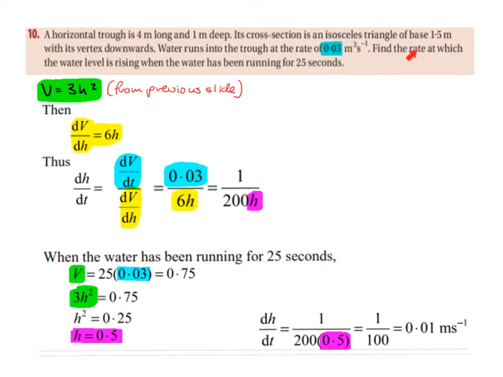So the rate at which the water level is rising when the water has been running for 25 seconds is 0.01 meters per second.